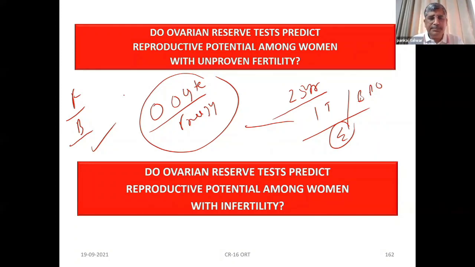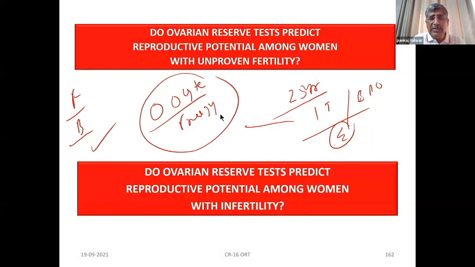This is important. Second, we get a woman who has infertility. When a woman has infertility, is there any method by which we can really help her, and how do we help her? Is doing ORT going to tell us that she'll be fertile? This is one.